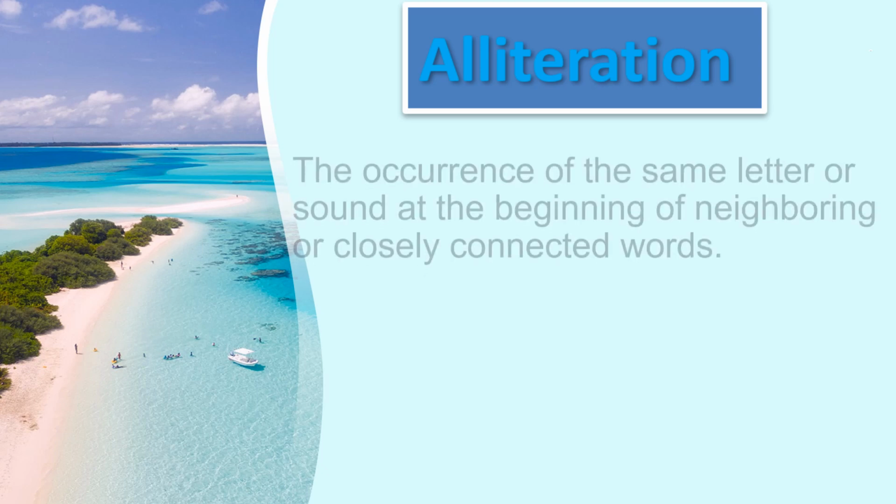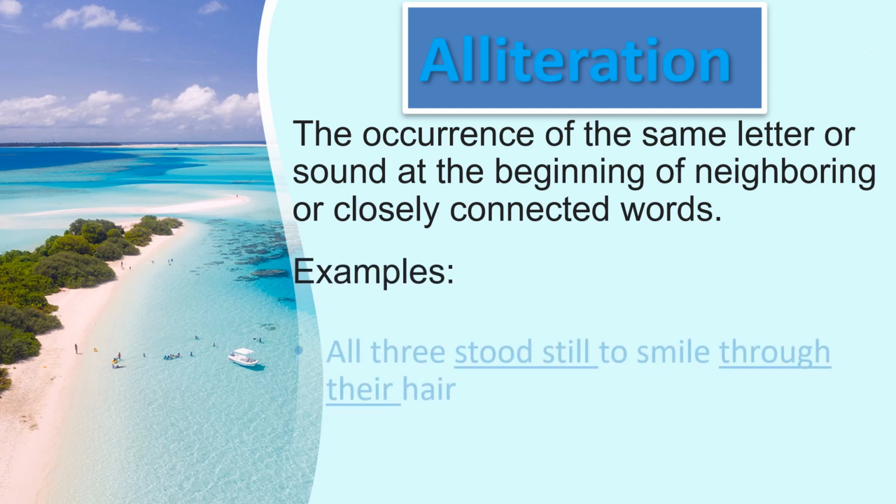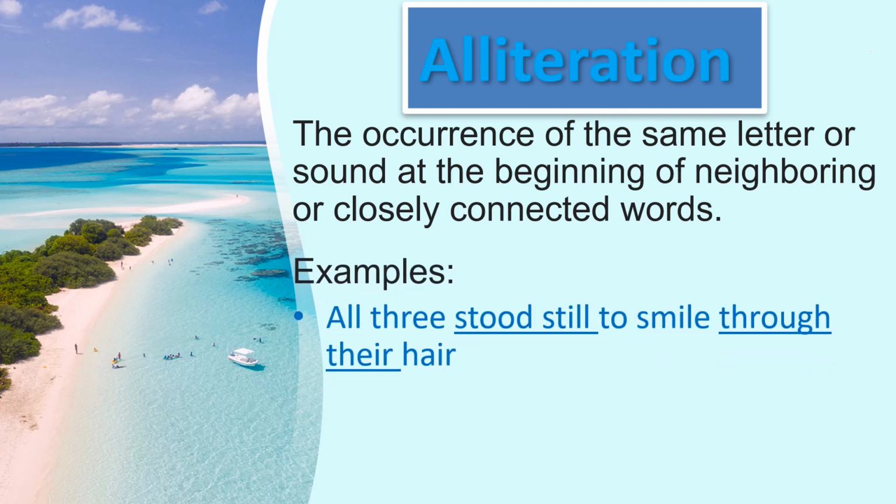And students, what is alliteration? Alliteration is the occurrence of the same letter or consonant sound at the beginning of neighboring or closely connected words. The use of alliteration is quite noticeable in the poem. For example, "all three stood still to smile through their hair." Here, the repetition of H sound and TH sound is clearly evident. "Their terribly transient feet," and here the consonant sound T is repeated.